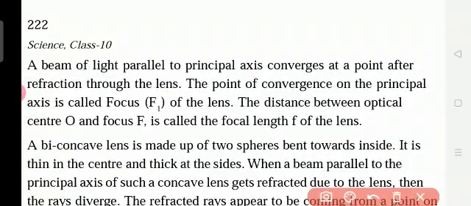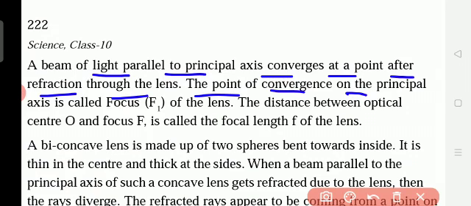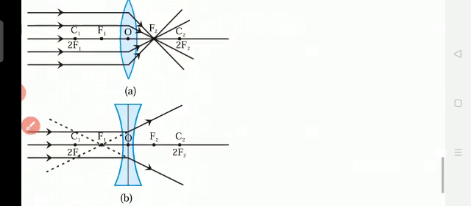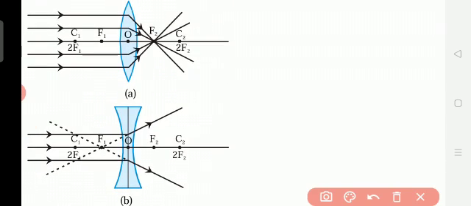Understand? So a beam of light parallel to the principal axis converges at a point after refraction through the lens. Refraction means bending of light. The point of convergence on the principal axis is called the focus F1 of the lens. The distance between the optical center O and focus F is called the focal length of the lens. The line passing through the optical center, focal point and center of curvature is called the principal axis. And light rays are parallel to the principal axis.